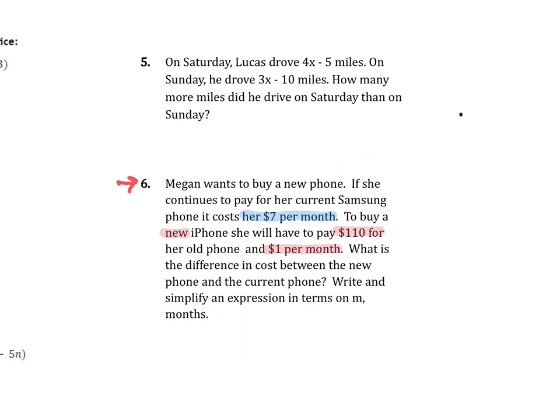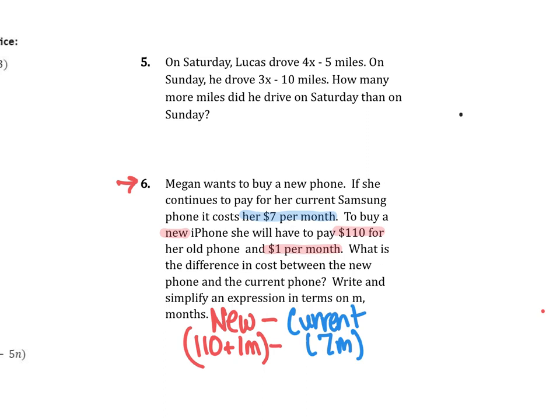So this is a difference problem, and I'm going to write an expression for the new in terms of m months, and then I'm going to write an expression for the current, and then I'm going to subtract them. So the expression for the new phone is $110, because that's what she has to pay first to be able to get a new phone, plus $1 per month. So that's 1 times m, $1 times m months. And the current phone is $7 per month, so that's 7m.